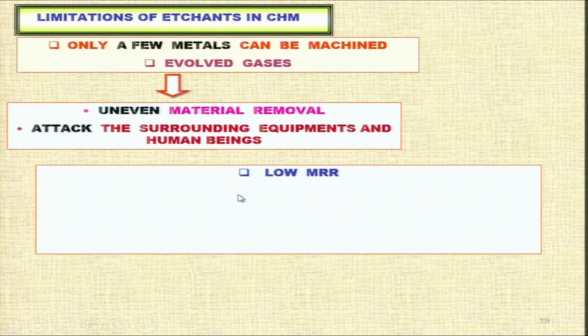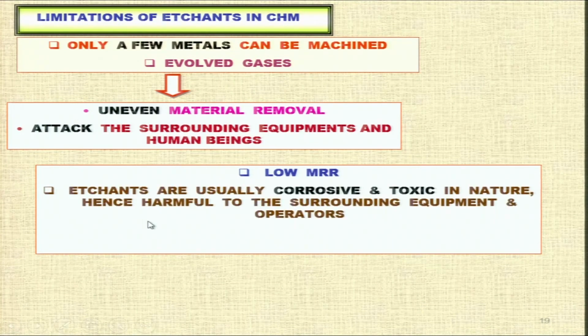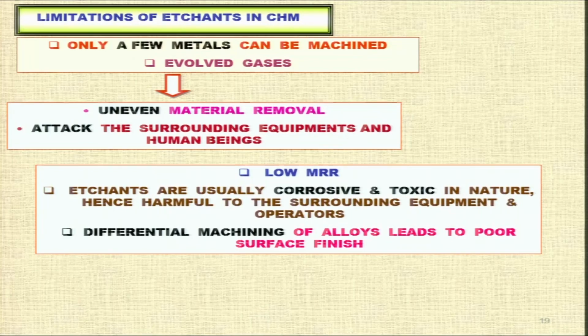It definitely gives a low material removal rate. Etchants are usually corrosive in nature, toxic in nature, hence harmful to the surrounding equipment and operators as seen in the earlier part. Differential machining of alloys leads to poor surface finish.